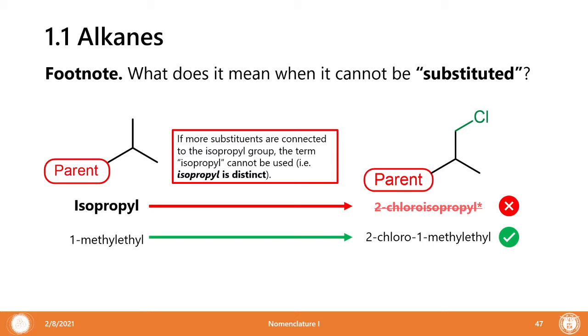So again, what does it mean when it cannot be substituted? It means that if I attach any group to it, it won't be a valid name anymore. For example, if I have isopropyl and I attach a chlorine group and add chloro to it, not valid. What is valid is if I use its actual systematic name, not just the accepted one: 1-methyl ethyl, and I attach 2-chloro to the 1-methyl ethyl. That's a valid systematic name. So isopropyl cannot be substituted because it is distinct.